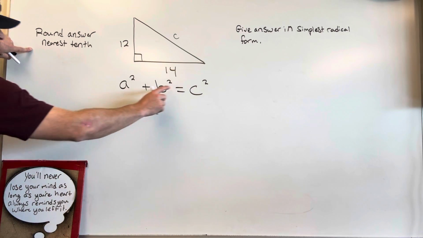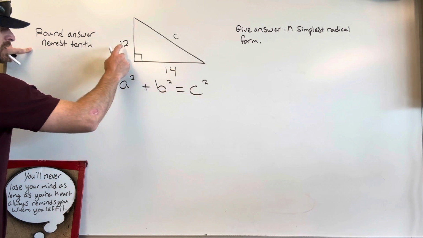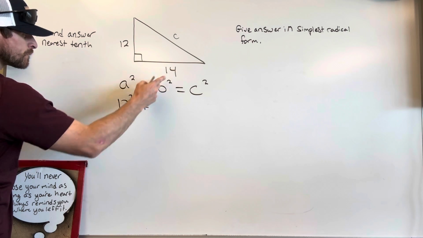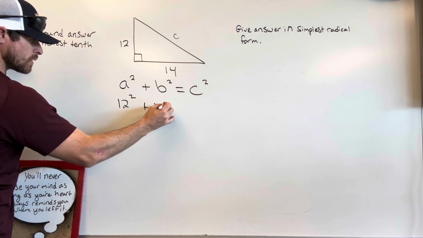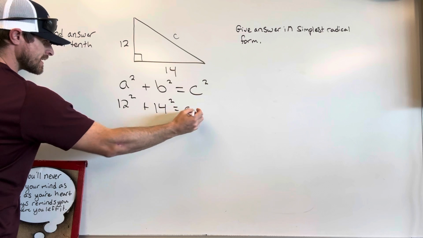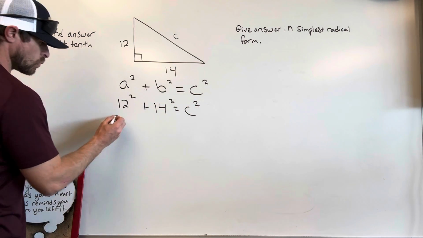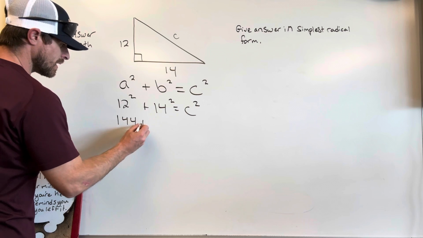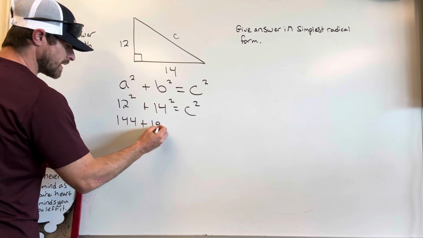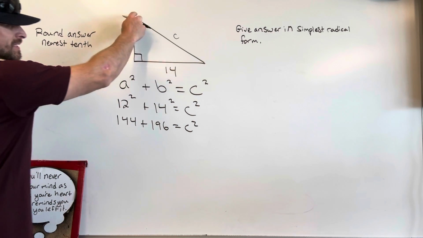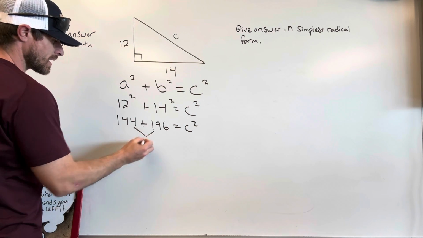We need to get the value for c by taking 12 and squaring it, plus 14 squared. Those are both of our legs, and that's going to equal our hypotenuse squared. So 12 squared is 144, plus 14 squared, which is 196, is equal to c squared. Now remember the side is just c, so we've got to combine these.